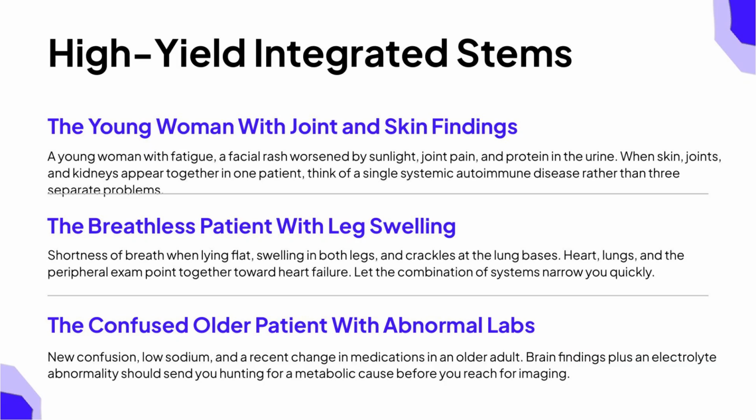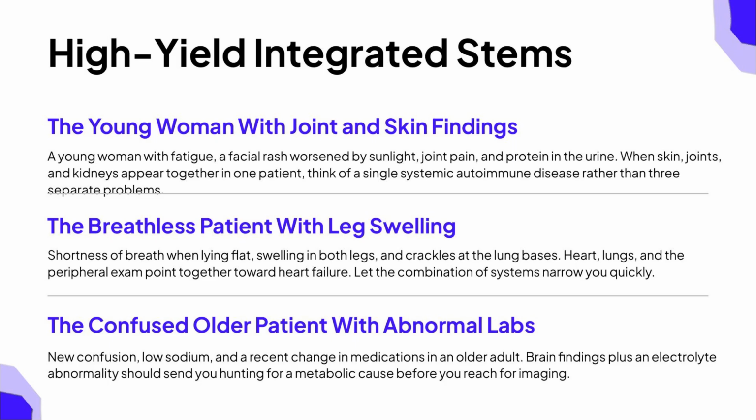Now let us look at high-yield integrated stems that show up again and again. First, the young woman with fatigue, a facial rash that worsens in sunlight, joint pain, and protein in the urine. When skin, joints, and kidneys appear together, think of a single systemic autoimmune disease, not three separate problems.